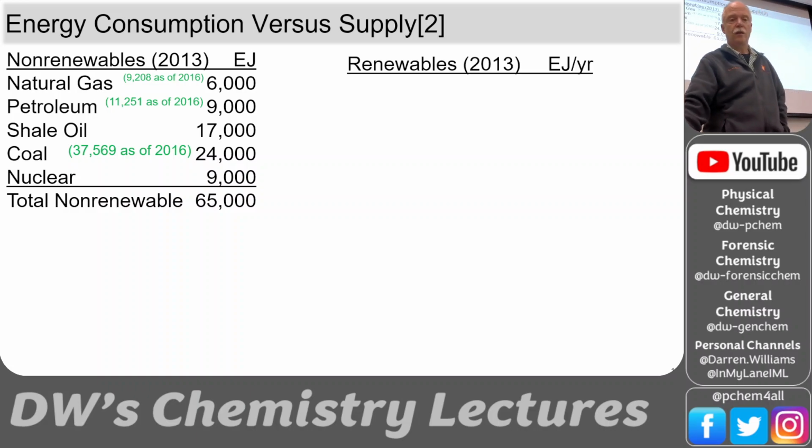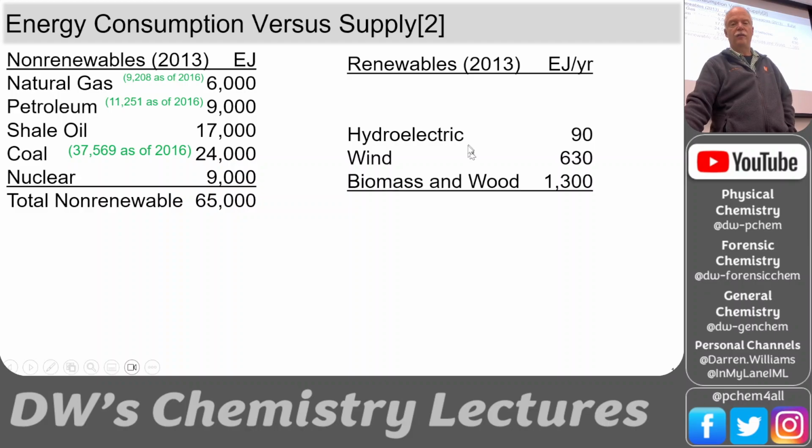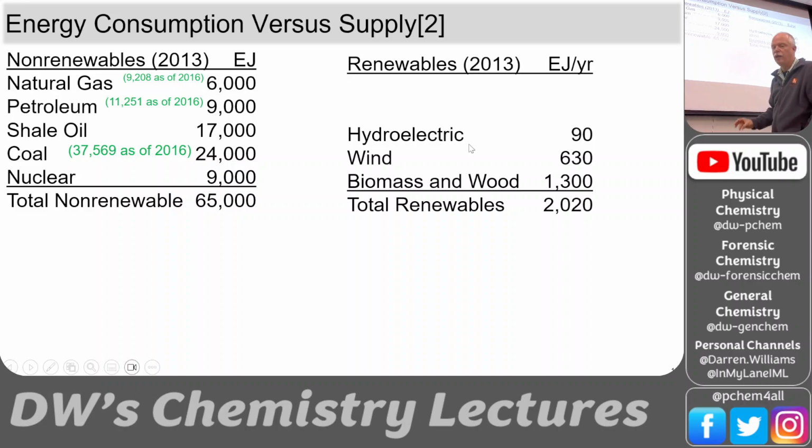Okay. And then renewables, hydroelectric was 90, wind, and these are exajoules per year. So these go as long as the devices are working, providing this much energy each year. Wind, 630, biomass and wood, 1,300. So total renewables are 2,020. Already, the capacity of our renewables is greater than 425.